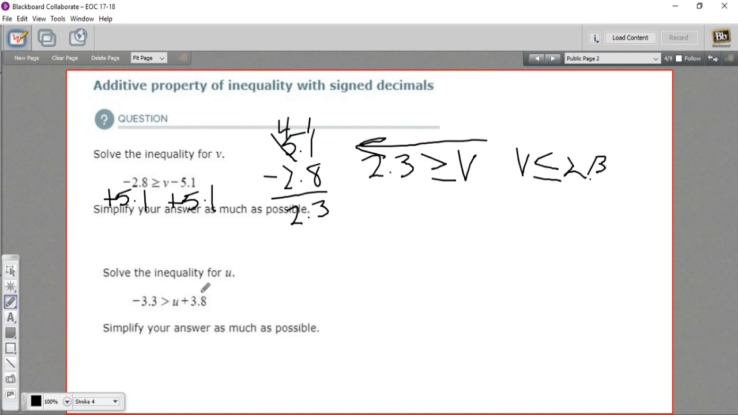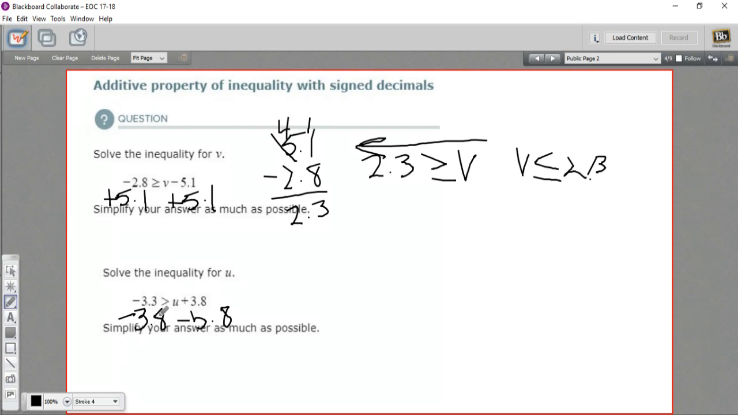All right, let's do one more here. In this one, we've got negative 3.3 is greater than u plus 3.8. So I've got a plus 3.8 hanging out with my u, so I want to get rid of that by doing the opposite of plus. That's minus 3.8. And then, of course, I have to do that to the other side as well, the same thing. So minus 3.8.